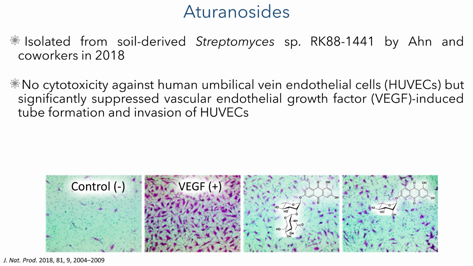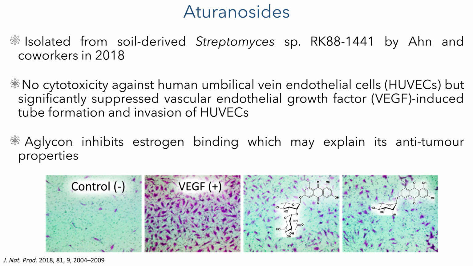To put this simply, it means that they stop the growth of new blood vessels, which is a key step in the growth and proliferation of cancer. In addition to these aturanosides, the aglycon, which is the part of the molecule without the sugars attached, inhibits estrogen binding, which may explain its anti-tumor properties.